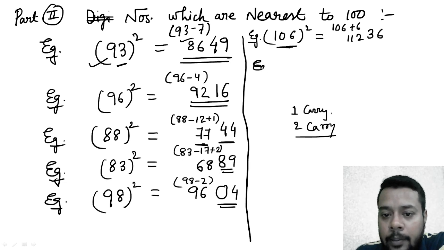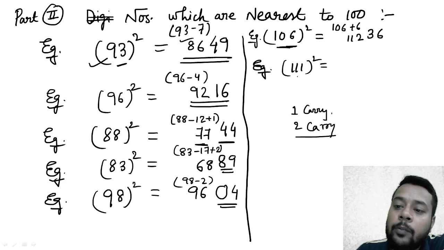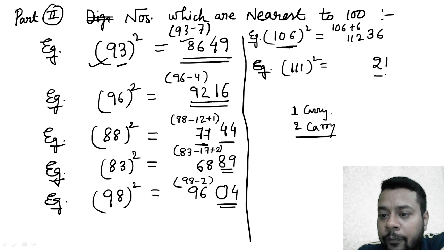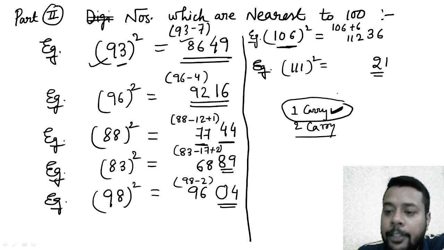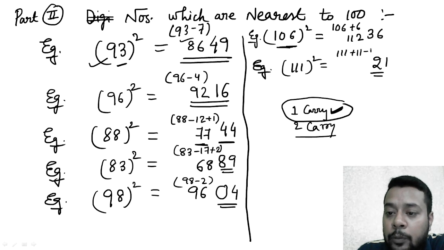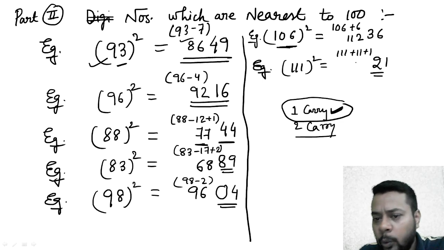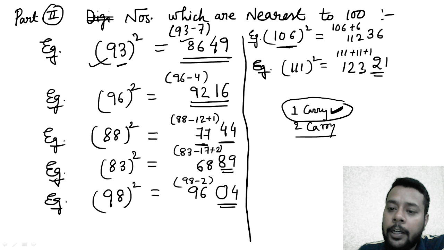Taking another example of 111 square. 11 square will be what? 121. So write down 21 in the 2-digit form and 1 will be your carry, right? Now, from the original number 111, 11 has to be added and also the carry 1 has to be added. So what will it be? 111 plus 11 is 122, plus 1 carry is 123. This is how we got it.